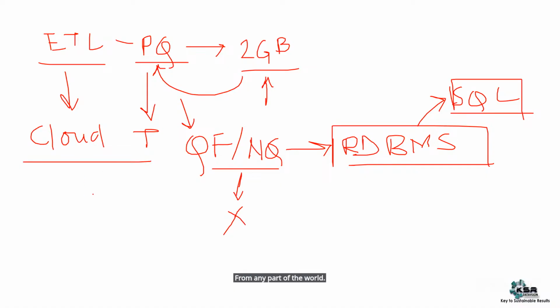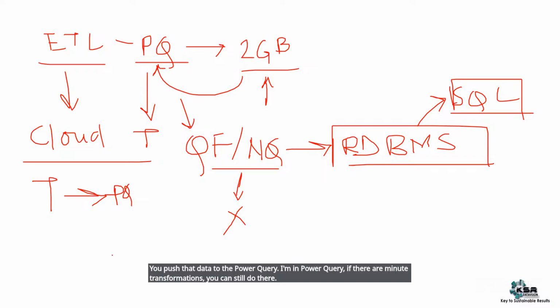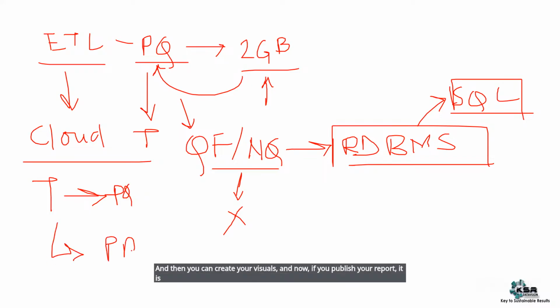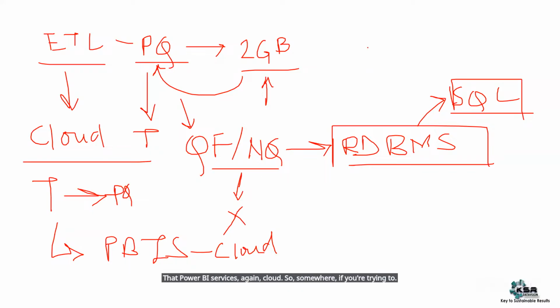Done. Now, after you do the transformations, you push that data to Power Query. If there are minute transformations, you can still do them there. And then you can create your visuals. If you publish your report, it is again Power BI service, and that Power BI service is again cloud. So somewhere, if you touch any part of Power BI, end of the day, it is going back to cloud.